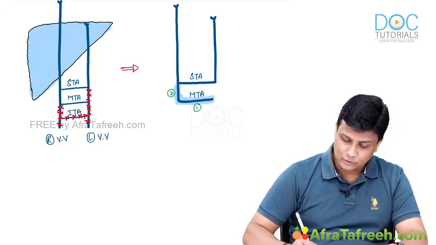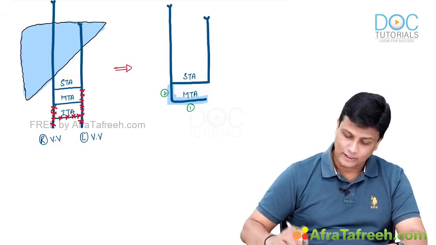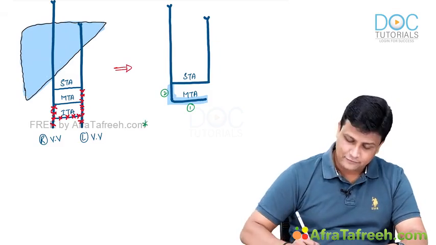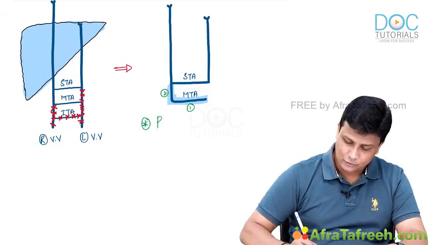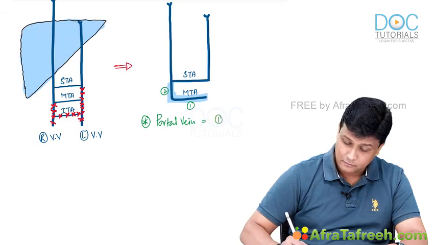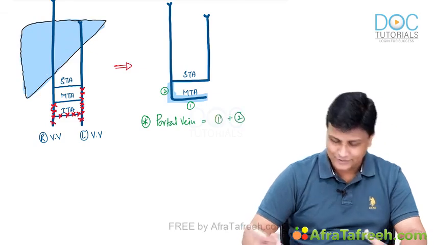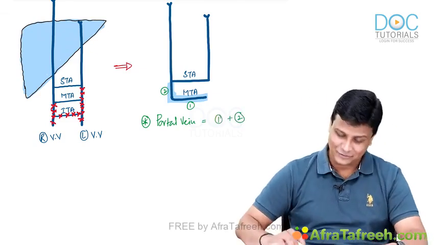So number 1 and number 2 together are going to form your portal vein. Finally, in the exam, what will they ask you? Portal vein will be derived from where? Remember, the portal vein is derived from 1 plus 2. Now in the exam, don't answer it as 1 plus 2.